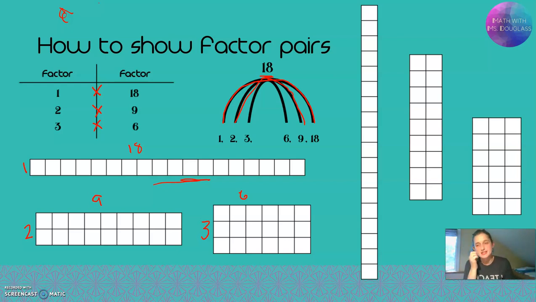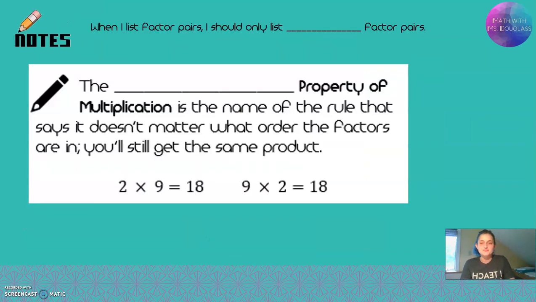So would I really want to say that the factor pairs of 18 are 1 times 18 and 18 times 1? That kind of seems like you're writing the same thing and it's just extra work for you. We don't want that. When we list factor pairs, we only want to see what are called distinct factor pairs. That means no repeats, just like flipped.